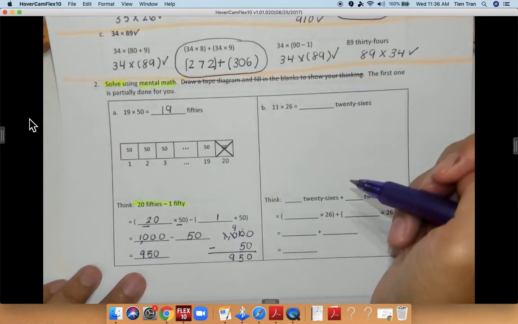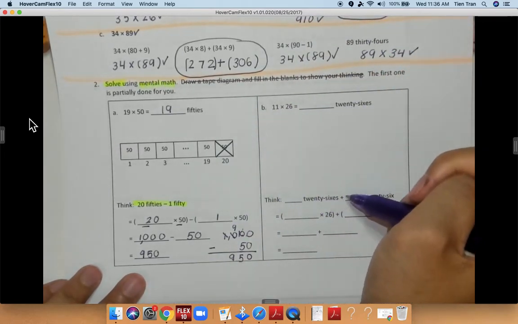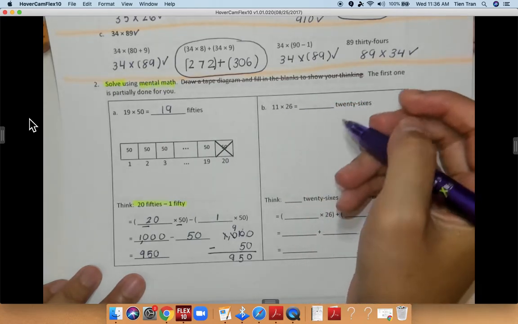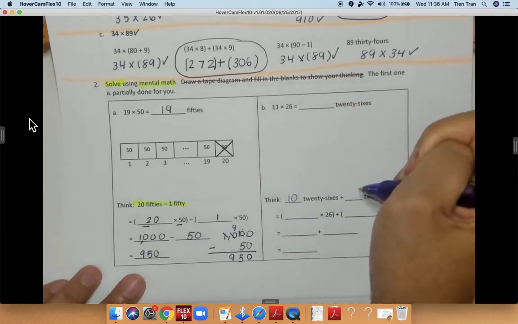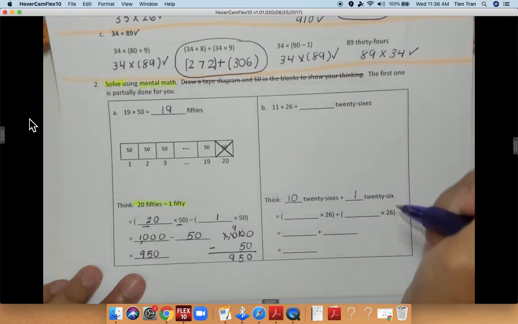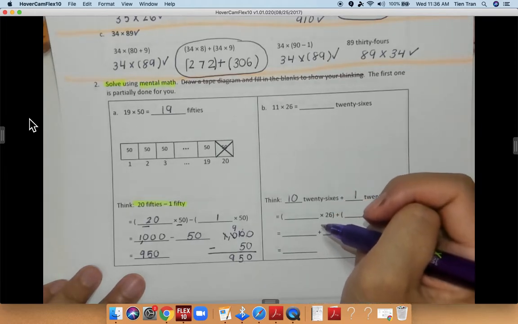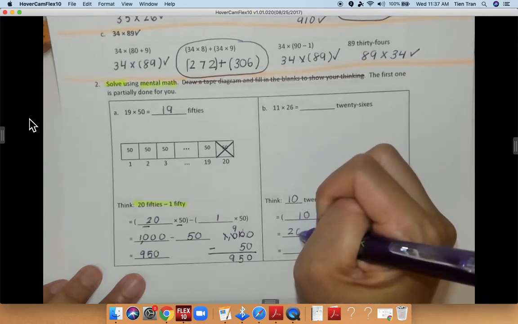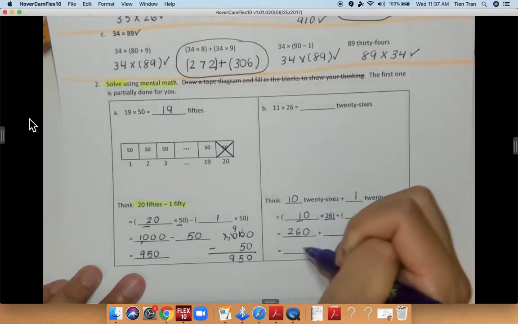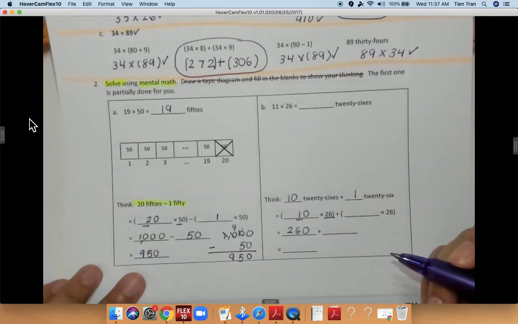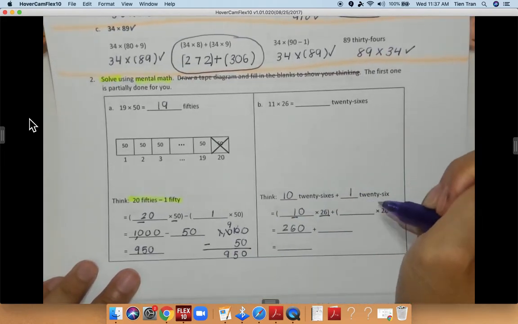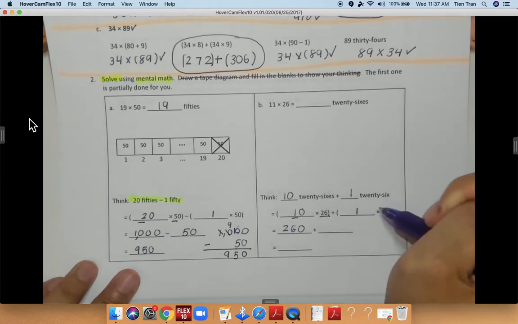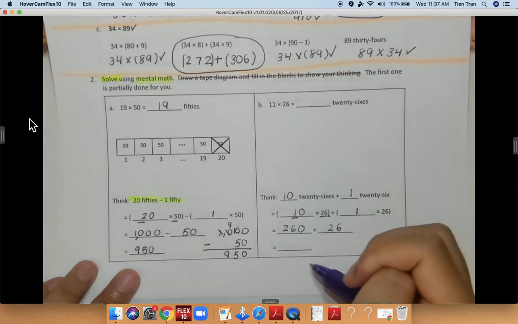So on this side, we have think blank 26s minus blank 26. So we have 11 times 26. So what I'm going to write is 10 26s plus 1 26. So when I multiply 10 times 26, what do I get? I get 260 because 26 times 1 is equal to 26. And then I add my 0 at the end. On this side, I have 1 26, so I'm just multiplying 1 times 26. 1 times 26 is equal to 26.